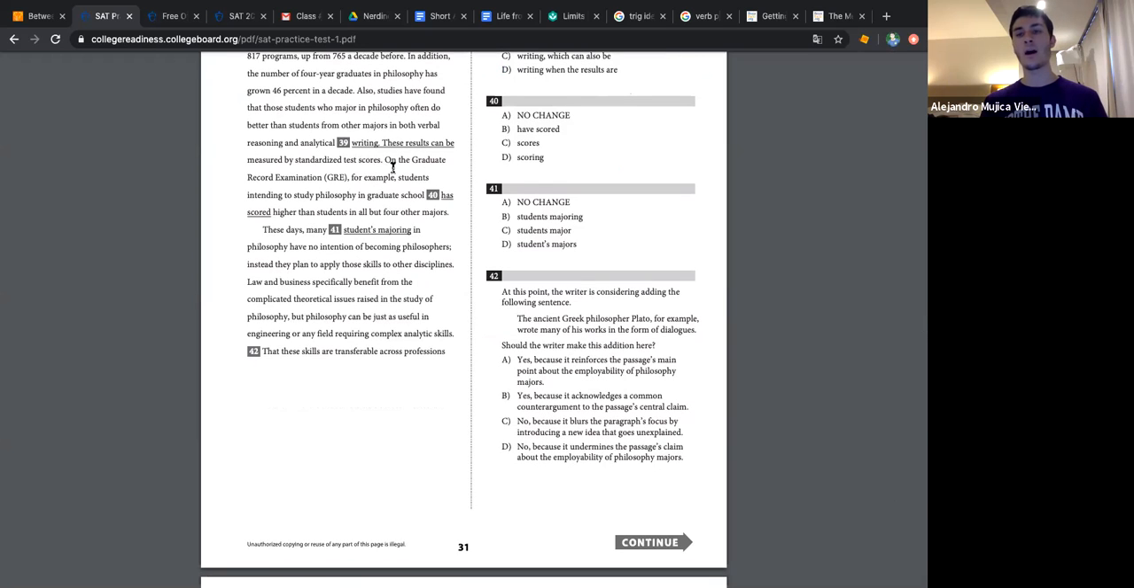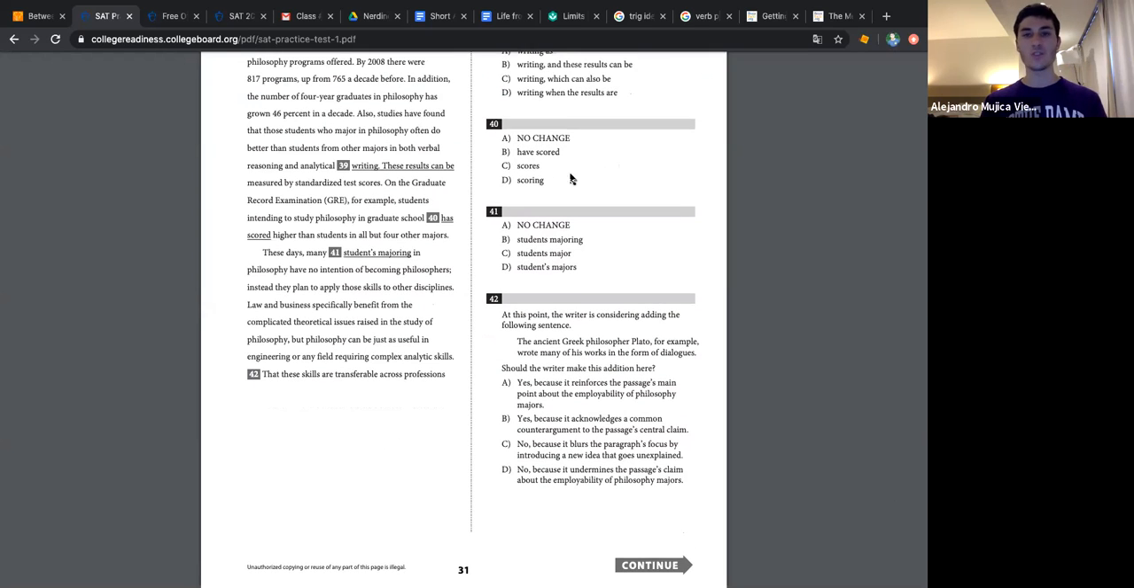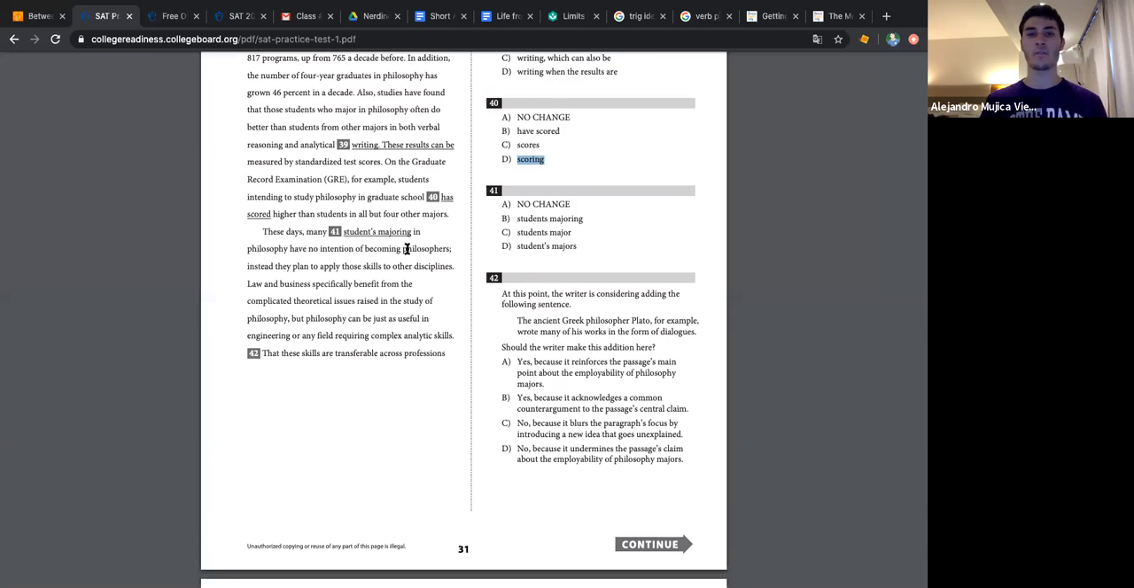On the Graduate Record Examination, for example, students intending to apply to study philosophy in graduate school have scored higher. The options are have scored, has scored, scores, and scoring. We know students is plural, so we use have scored. Has scored is singular, scores is singular, and scoring is not a valid verb conjugation. So have scored is the only possible answer, and it's about verb form.